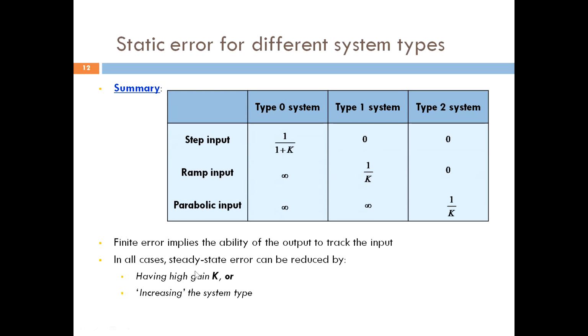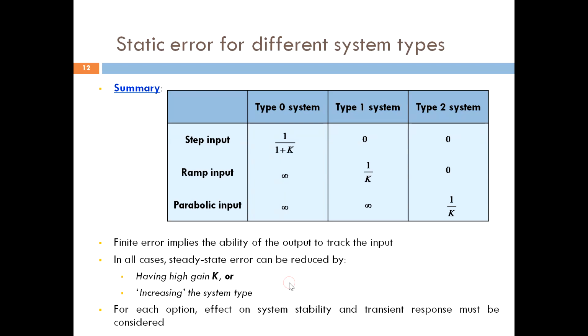Okay, so remember, those are two ways that we can reduce the steady state error of a system. Either we increase the gain or we increase the system type. Now, in each of those cases, any such change that we make to the system might affect other characteristics of the system. So whenever you make such a change, you want to check that it does not negatively affect the stability or the transient response of the system.